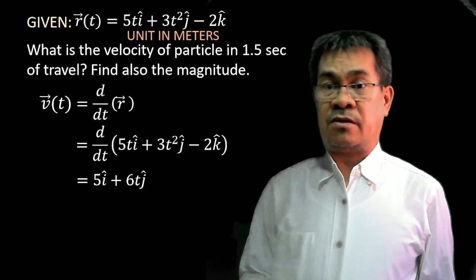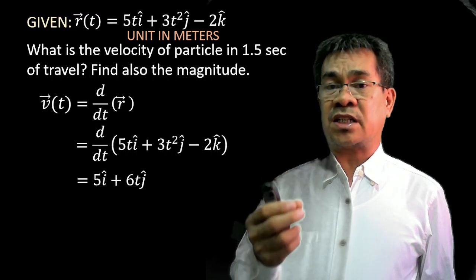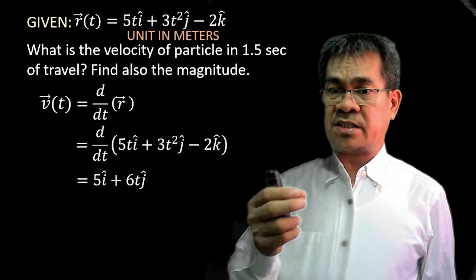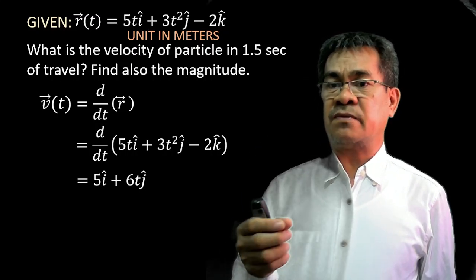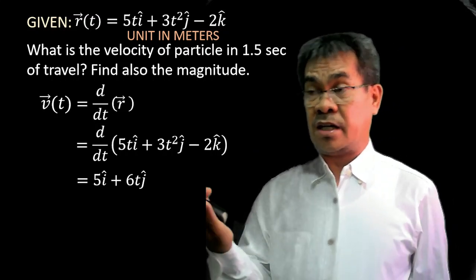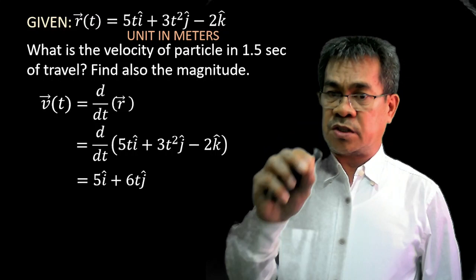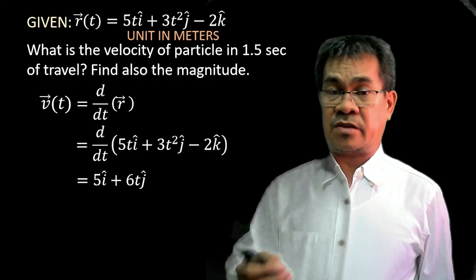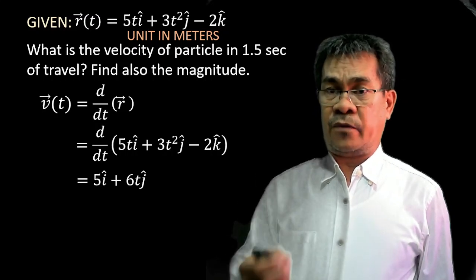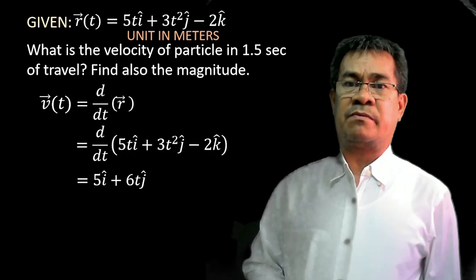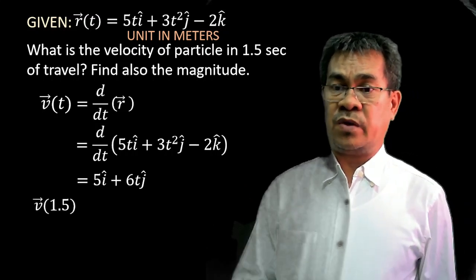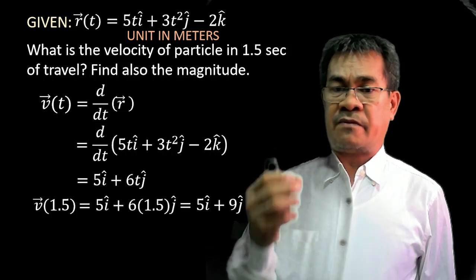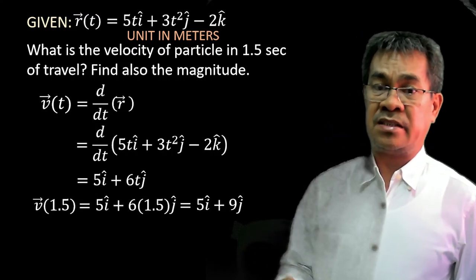Okay? So now, since the question is the velocity at a certain time, which is 1.5, the result 5i hat plus 6tj hat is the instantaneous velocity at any time. Meaning at any time of travel, you can substitute the value of time, then simplify, then it will provide the answer. So if we calculate the instantaneous velocity of the particle at 1.5 seconds, we have to replace t with 1.5 seconds, then simplify, then the result is 5i hat plus 9j hat.